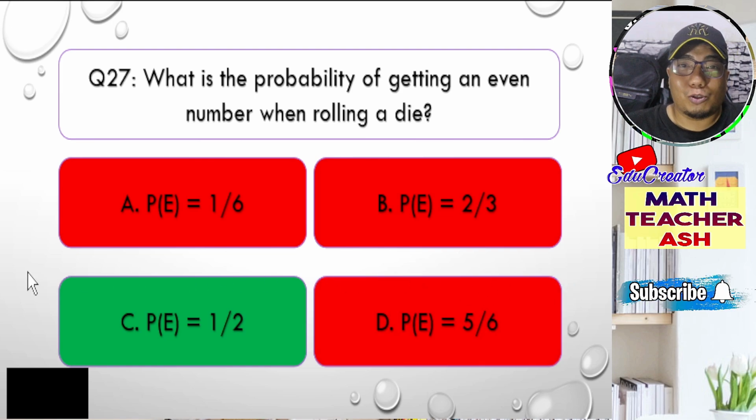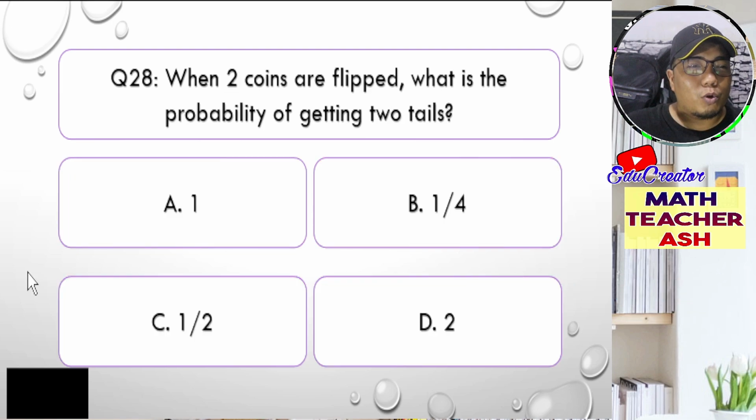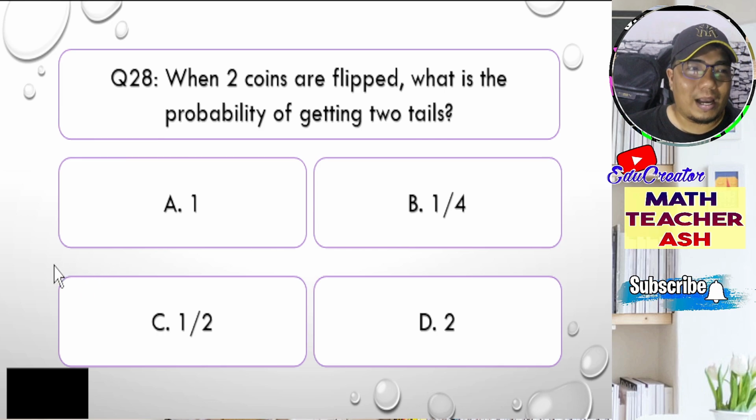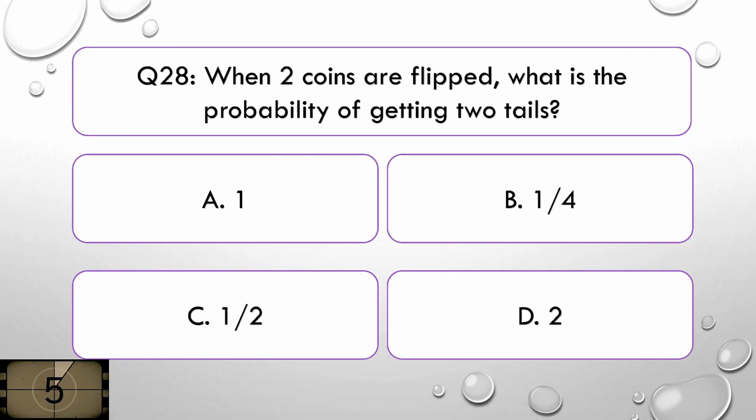Now, let us go to question number 28. When 2 coins are flipped, what is the probability of getting 2 tails? Is it A, 1, B, 1/4, C, 1/2, or D, 2? I'll give you 5 seconds to think about your answer.